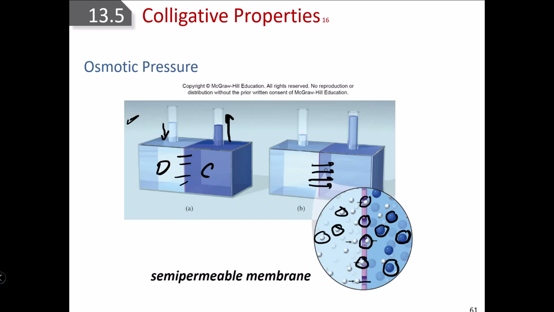So if you want to stop this dilution effect, you would apply a pressure to this container that would stop the solvent from transferring over. So you block it off so that the solvent cannot go through the membrane. That's where we get the word osmotic pressure. It's the pressure required to stop the flow of the solvent through the semi-permeable membrane.